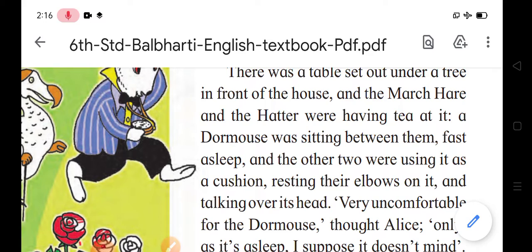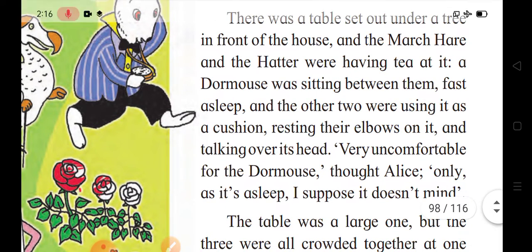And the other two, that means the March Hare and the Mad Hatter, were using it as a cushion. They were using the Dormouse as a cushion by just resting their elbows on it, and talking over its head. So, very uncomfortable for the Dormouse, thought Alice.